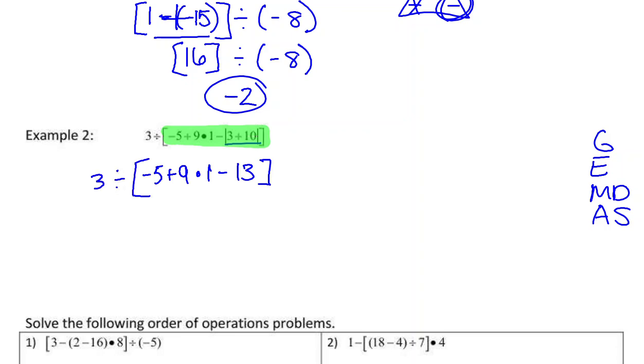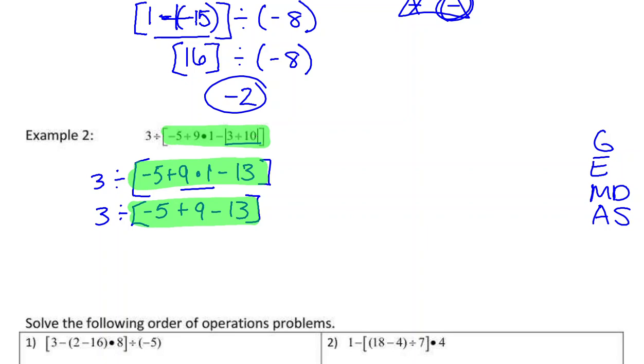Now, I'm still not done with all the stuff in this bracket, so I need to deal with that grouping first. So according to the bracket, I don't have any groupings inside, I don't have any exponents inside, but I do have multiplication, so I have to do that 9 times 1. 9 times 1 is 9, plus -5, close bracket, divided by 3, minus 13, and bracket. I still have the bracket going there.